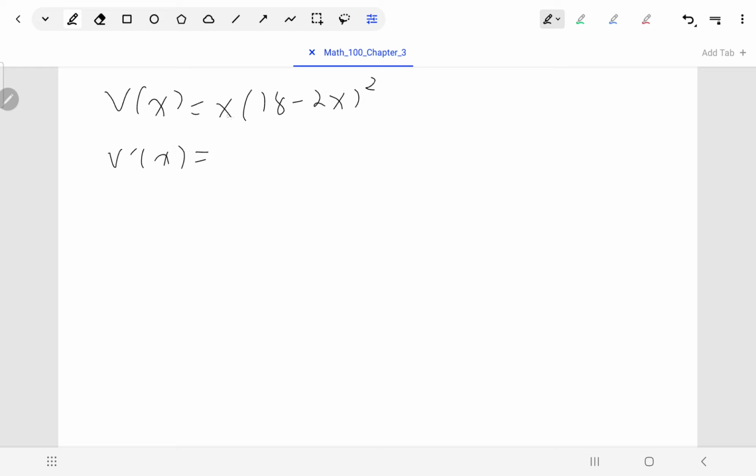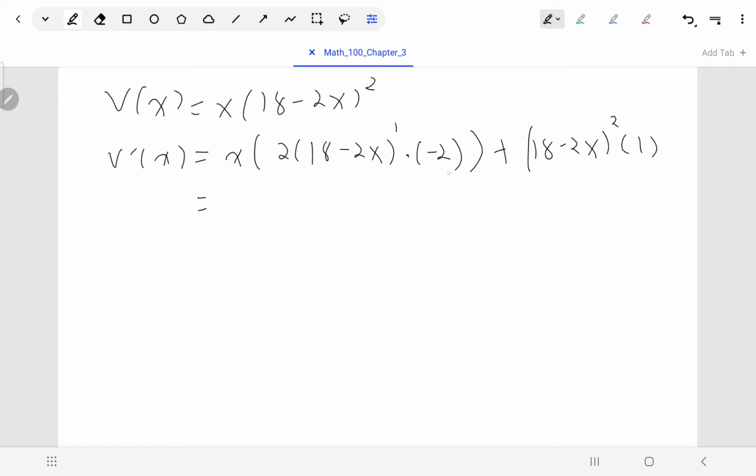I'll take the derivative with the product rule. First thing as it is, derivative of the second, and derivative of the inside, there we go, plus the second thing as it is, and derivative of the first. And the derivative of x is just 1. So here I can see that I've got 18 minus 2x that I can take out of both terms.